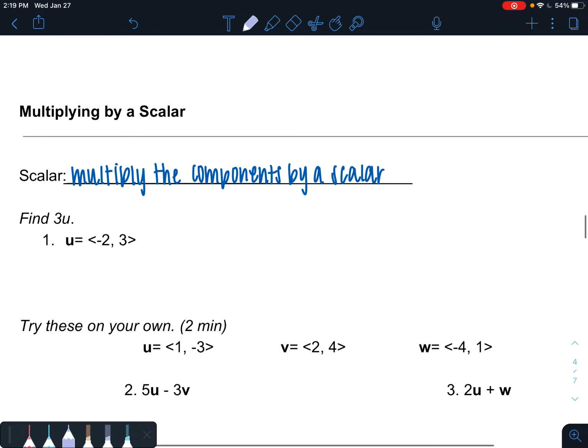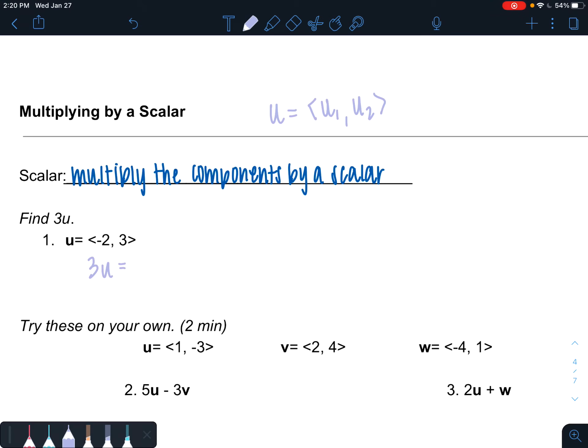So to multiply by a scalar, all we're doing is multiplying the components by a scalar. Remember, the components are just, like if we have u equals u1, u2, then the components are u1 and u2. All right, so let's go ahead and find 3u. And the way we do that is we're going to take 3 times this here.